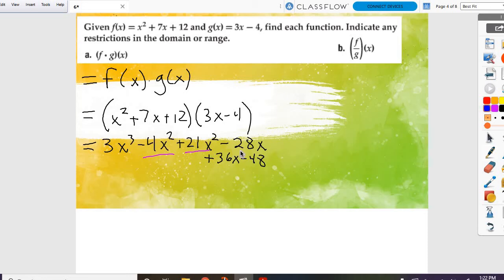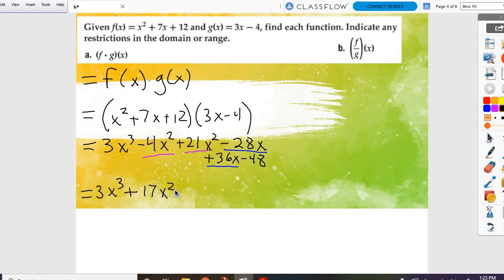We have 2 x's. And then we have an x cubed and just a constant, but those don't have any common terms, so those are just going to stay the same. So we end up with 3x cubed. Then we have a negative 4x squared plus 21x squared. So we end up with positive 17x squared.